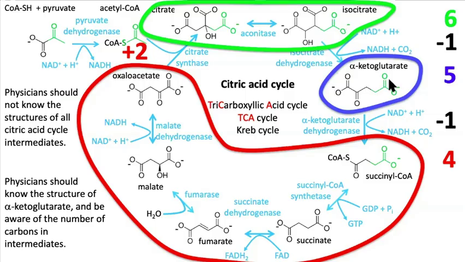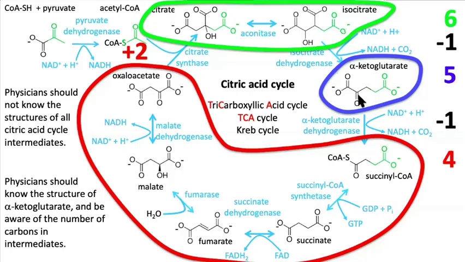Just as alpha-ketoglutarate can be used to make an amino acid, oxaloacetate in a single step can also be made into an amino acid. Can someone tell me what that amino acid would be? Aspartate. Yeah, and in fact, if you look at this, it's a single step.